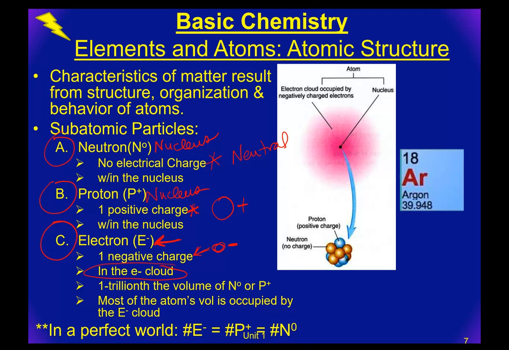Now, something else that's kind of interesting. The protons and the neutrons are 1 trillion times bigger than our electron. So when it comes down to size, neutrons and protons are 1 trillion times bigger. That has a lot to do with the mass that we talk about.